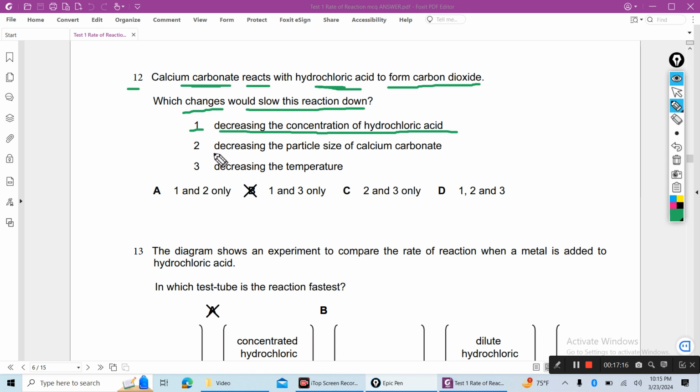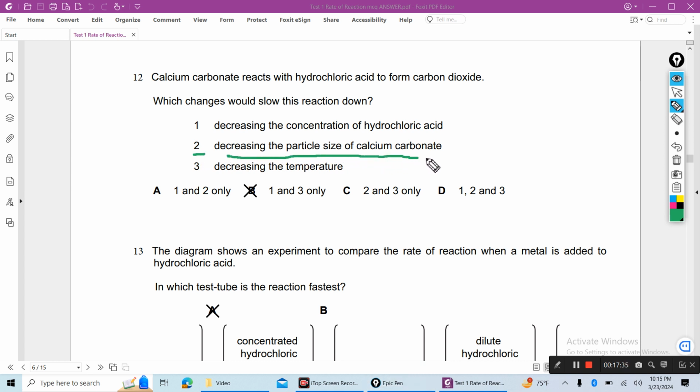Number 1 is true. Number 3 is also true. Decreasing the temperature: if you increase the temperature, the rate of reaction increases, but if you decrease the temperature, the rate of reaction decreases. So 1 and 3 is the correct answer. Now 2 is wrong. Why? Decrease the particle size of calcium carbonate. No, this is wrong. A smaller particle size gives a higher rate of reaction, but the question is asking for slow. If you decrease the particle size, the rate of reaction will increase.